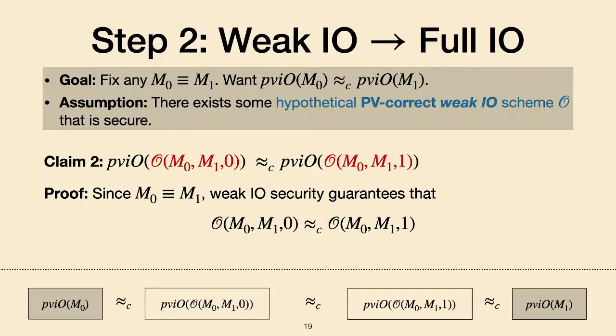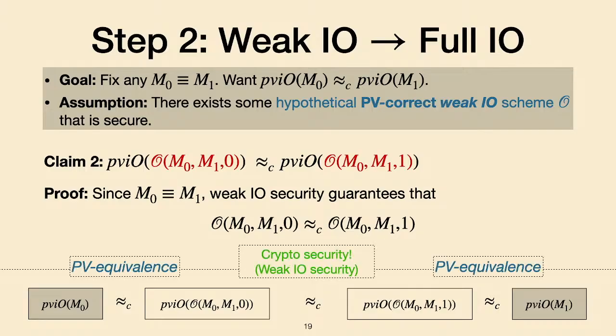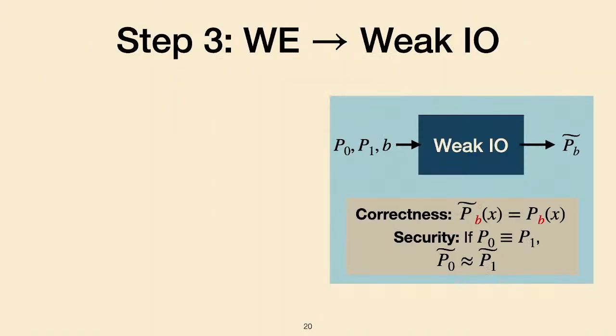Okay, finally, the edge here, I use PV equivalence, and in the middle, I use weak IO security or crypto security. So finally, I have to convince you witness encryption implies this thing.